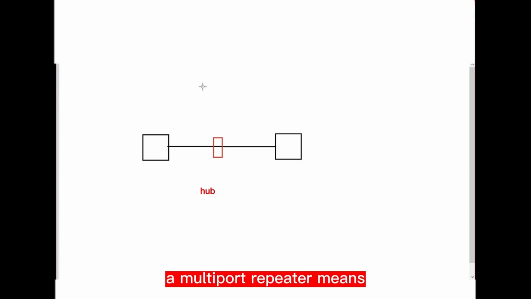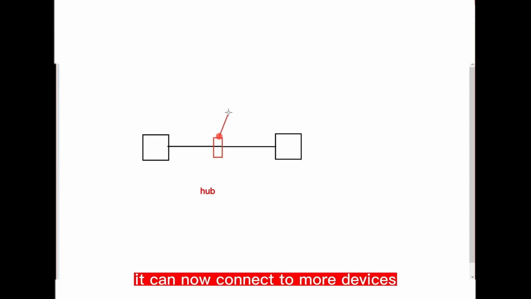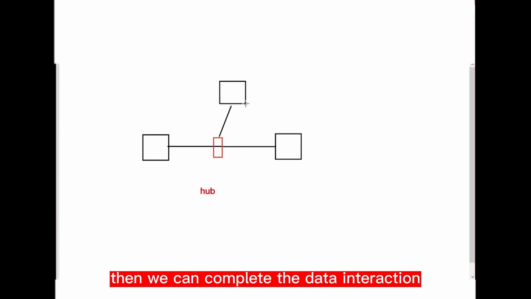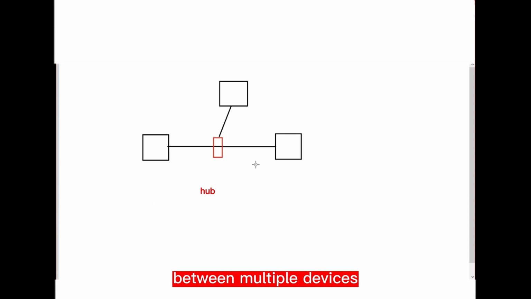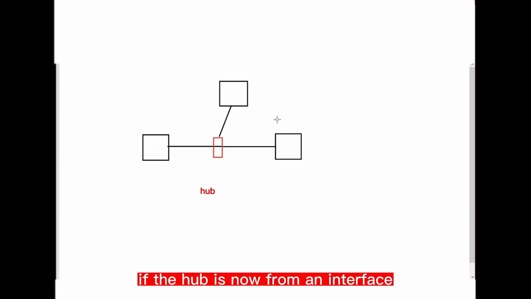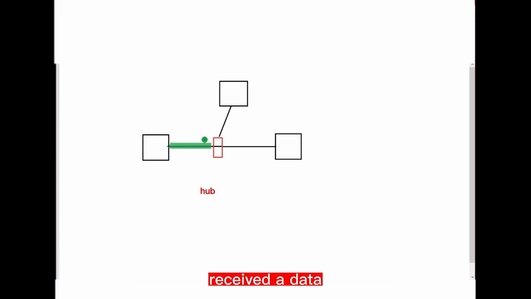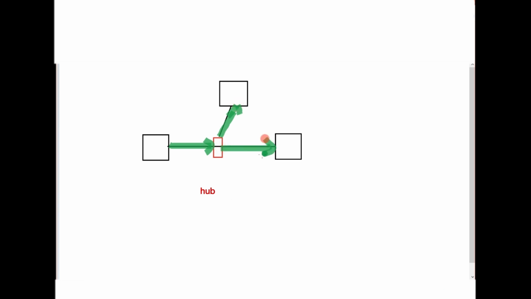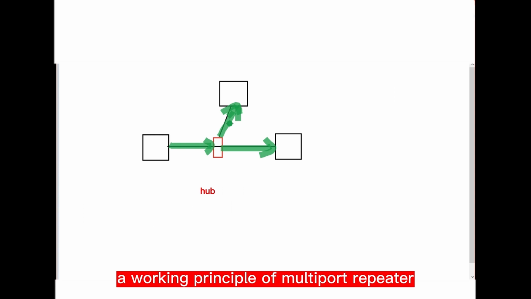A multiport repeater means it can now connect to more devices. Then we can complete the data interaction between multiple devices. Let's briefly talk about how it works. If the hub receives data from an interface, it will directly send a copy from the other interfaces. So it's a repeater. That is the working principle of the multiport repeater.